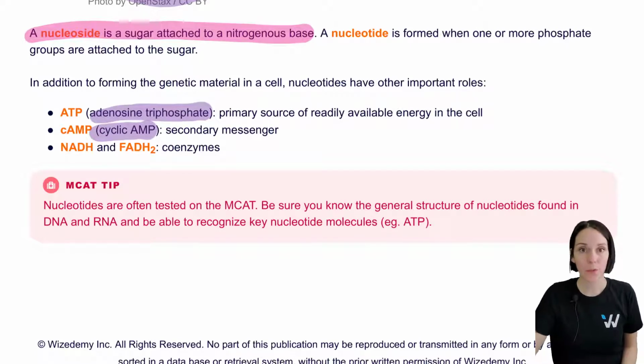So nucleotides show up a lot on the MCAT, so it's really important that you know their general structure, know the key ingredients, phosphate, sugar, base, be able to recognize nucleotides that would be found in DNA versus RNA, which we're going to talk about in the next lesson, and be able to recognize key nucleic acids, especially ATP.